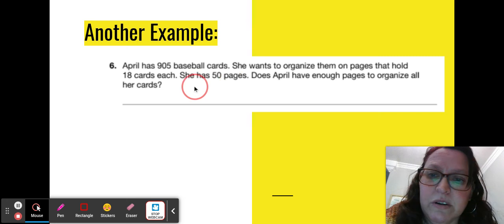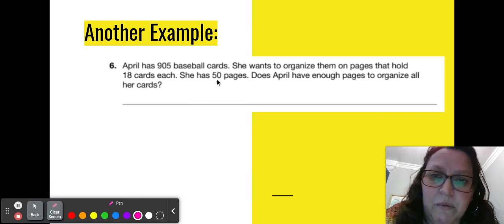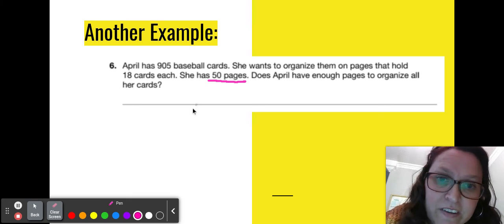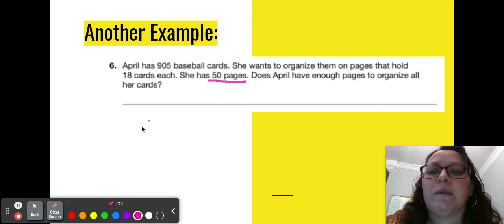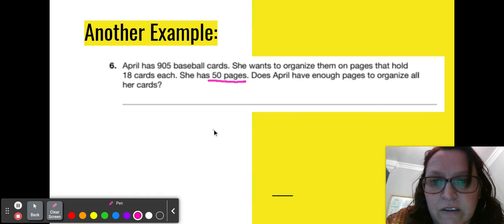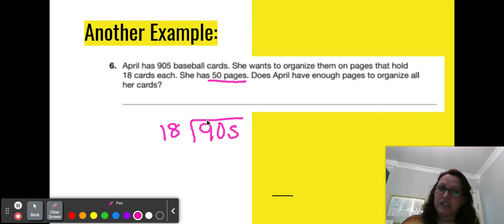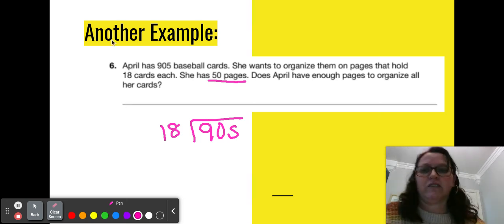Well, I have to divide. And when I'm done dividing, I need to see if my answer is 50 or more, or if it is less than 50. If it's less than 50, she has enough pages. But if it's more than 50, she doesn't have enough. So 905 divided by 18. First thing I need to do is list my factors.